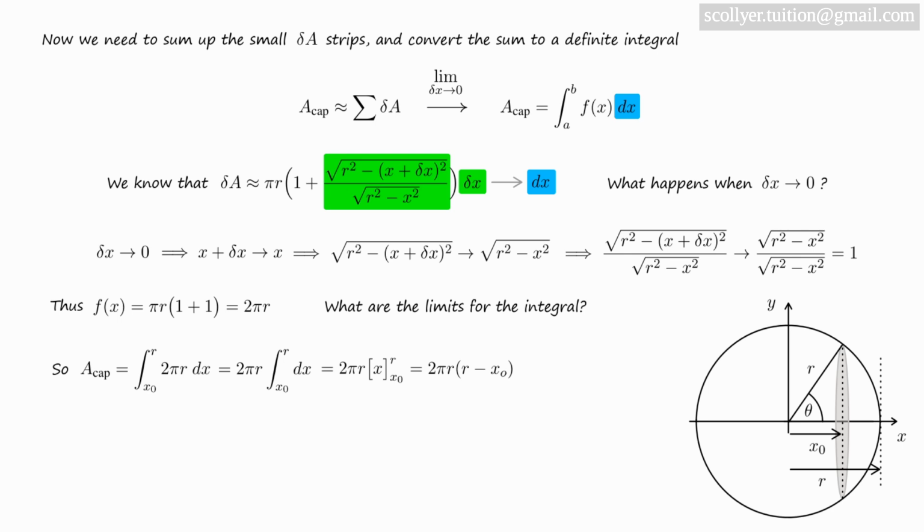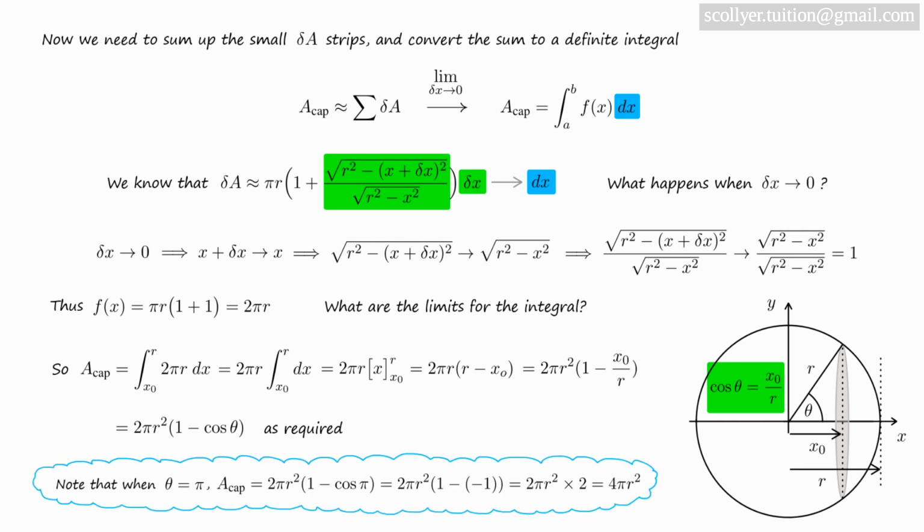Now from the diagram we see that cos theta equals x0 over r, and so we rewrite the result of our integral as 2 pi r squared into (1 minus x0 over r), which equals 2 pi r squared into (1 minus cos theta) as required. Now we can note that when theta equals pi, the cap will cover the whole of the sphere, so its area should be 4 pi r squared. And we can see that when theta equals pi, A cap does indeed evaluate to be 4 pi r squared, as expected.